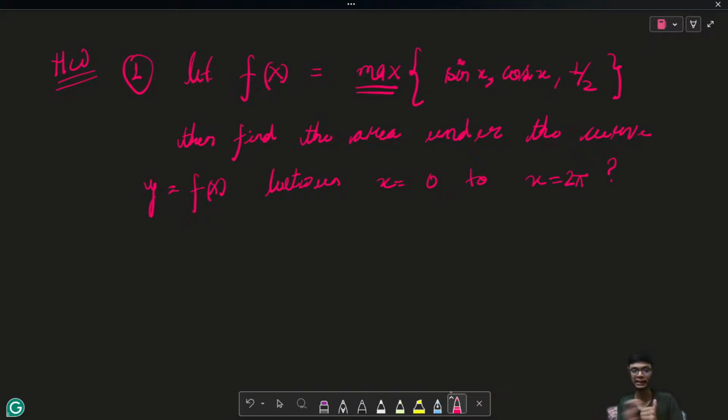So let us say in the first interval sin x is maximum, so you will put sin x. In the second interval cos x is maximum, so you will put cos x, right? In that manner, you have to first plot the curve of this function and then find out the area. Please try to solve this question. This is going to be a really interesting problem, and let me know the answer in the comment section of this lecture. I hope this is clear to all of you.